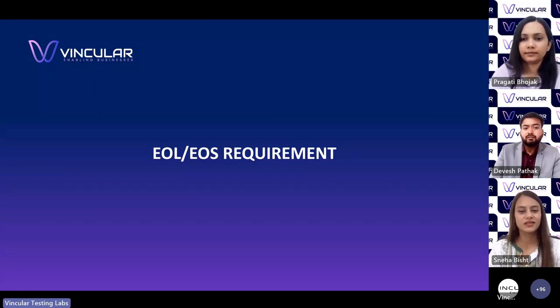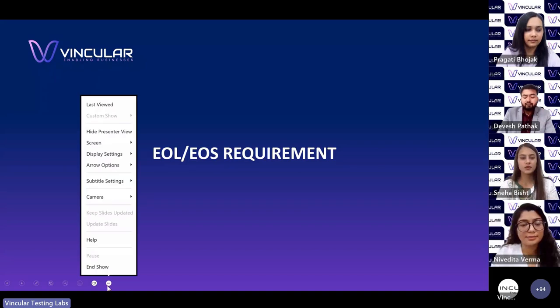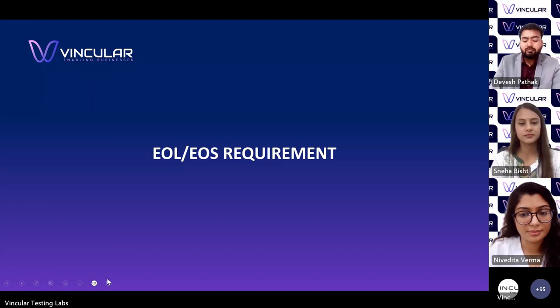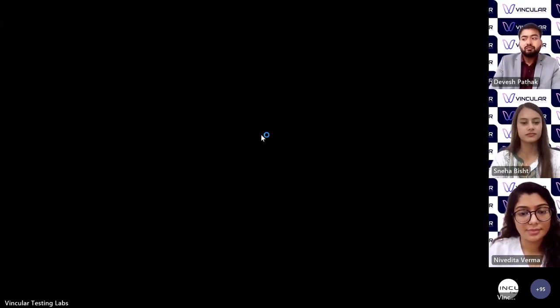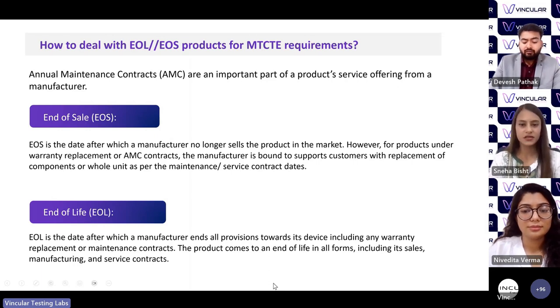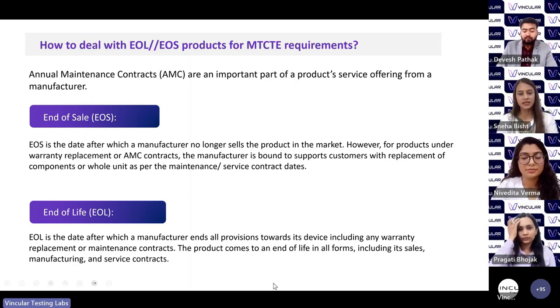Thank you, Nivedita. So the first topic that I will be covering today will be on how to deal with end of sales product for MTCTE. Can we have the next slide? Okay. So we all understand that annual maintenance contracts are a very important part of a product service offering from any product manufacturer. For a product deployed in critical environments, such as a data center or at the enterprise edge, maintenance and warranty replacement are a value-added service.